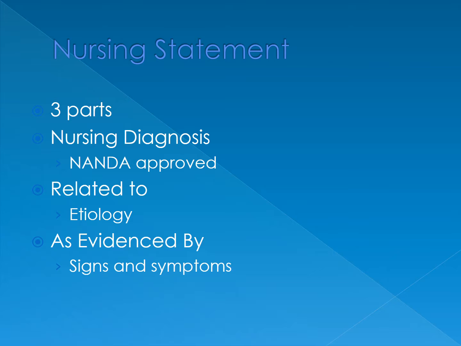Then the last part of this 3-part nursing diagnosis is as evidenced by, and this is going to be your signs and symptoms. So what did you see in your patient that made you think they were anxious? List all of them. And if you're having a little bit of trouble figuring that out, remember, ACLE also has a whole list here of defining characteristics, which I just cross out that word defining characteristics and put signs and symptoms or as evidenced by.